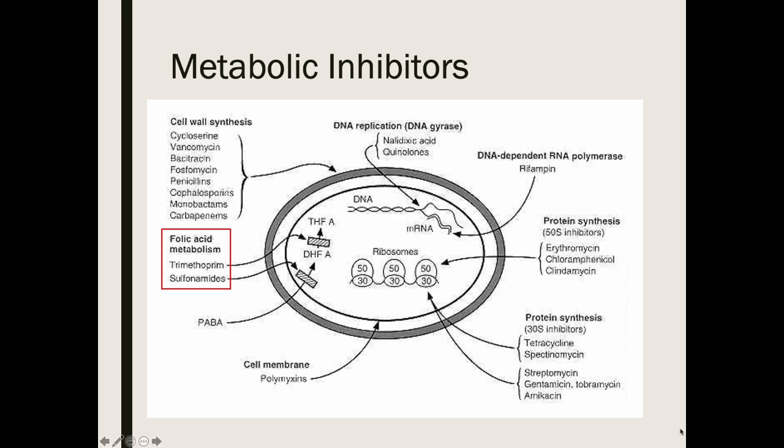So there we just covered our protein synthesis inhibitors, our 50S and our 30S proteins. We've talked about cell wall synthesis inhibitors. Now we're going to move on to metabolic inhibitors, and more specifically folic acid metabolic inhibitors. Again, all antibiotics, all going in to inhibit and/or kill bacteria.